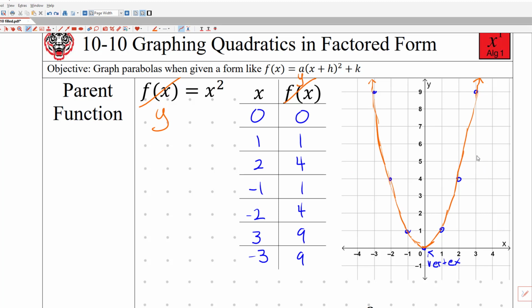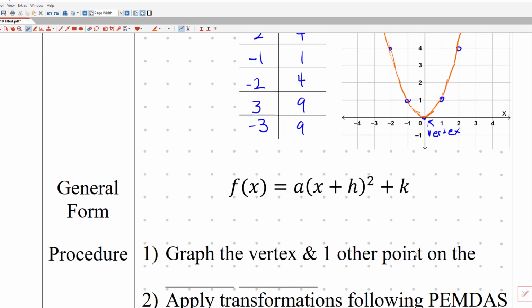That's our parent function, and you need to have this parent function memorized in order to do this lesson. So if you want to take a few minutes to be like, okay, yeah, all that makes sense. Okay, a vertex is always at the origin. All right, here we go. We're jumping into some harder stuff.